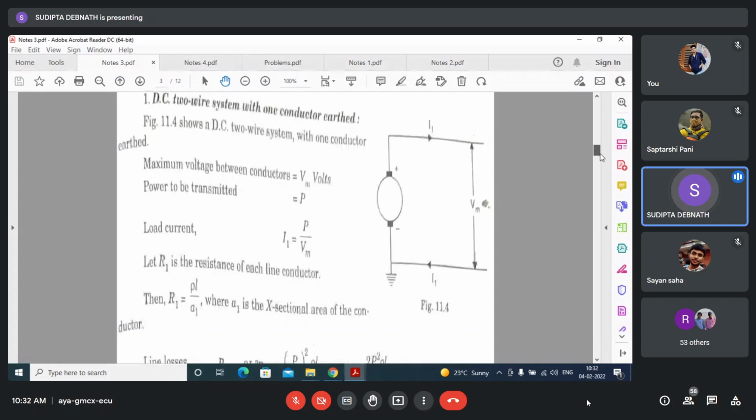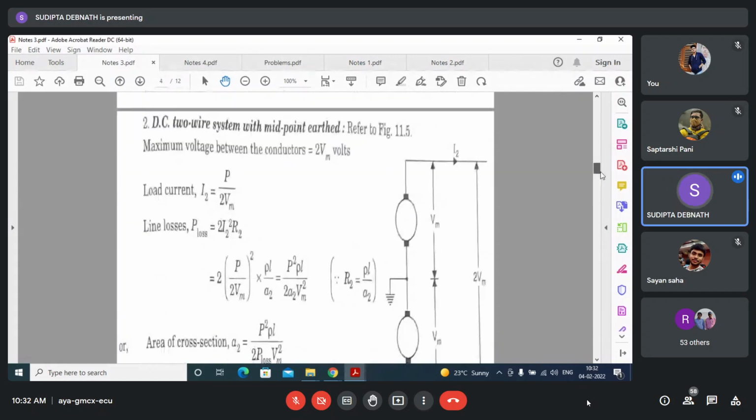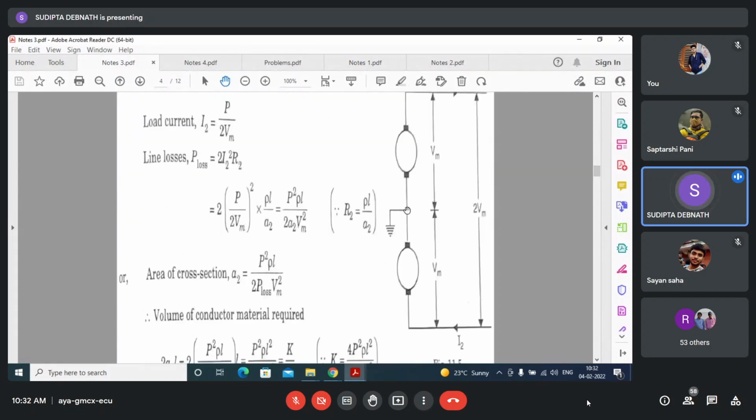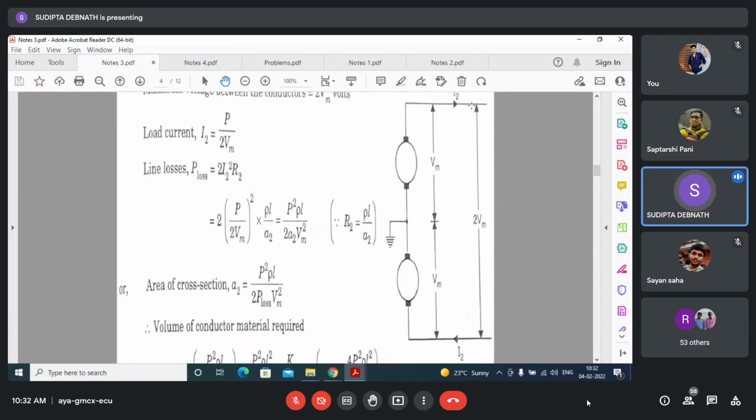Now what is the second system? Second system is the DC 2-wire system with midpoint earth. Now Vm, we can consider Vm to be the voltage between this conductor and this conductor. But why have they considered between this point and this point? Because for overhead transmission line, it has been mentioned. What is Vm? Vm is the voltage between the conductor and the earth. So it is like this.